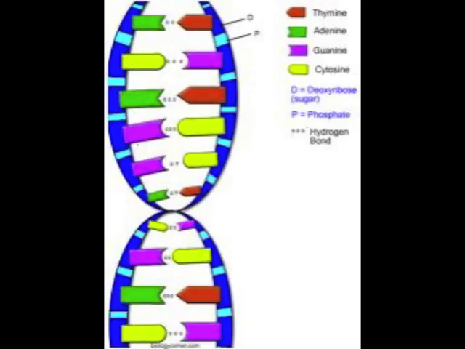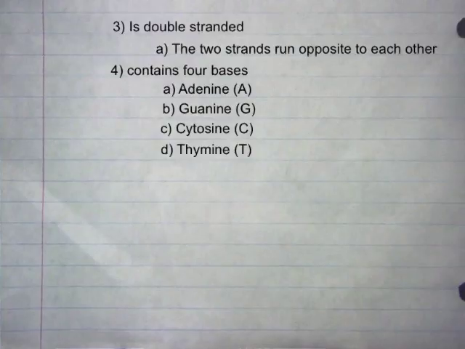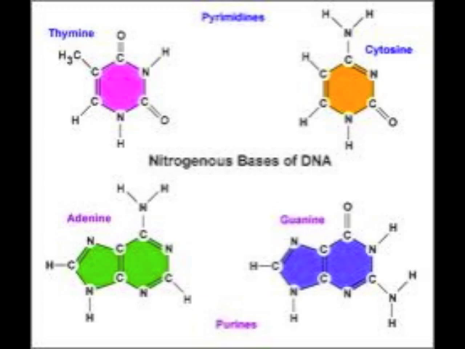The two strands of DNA run opposite to each other with their matching base pairs. This allows us to make sure that there is a maximum amount of information carried. It contains four bases: adenine, which we represent with an A, guanine, which we represent with a G, cytosine, which we represent with a C, and thymine, which we represent with a T. These are the four base pairs. You notice that they are very different in sizes.